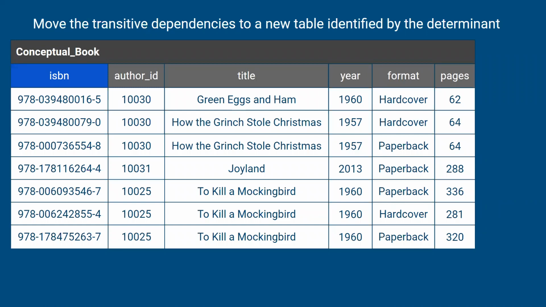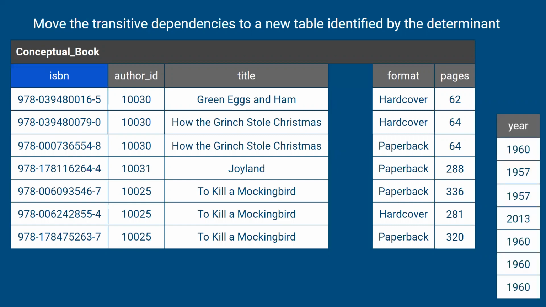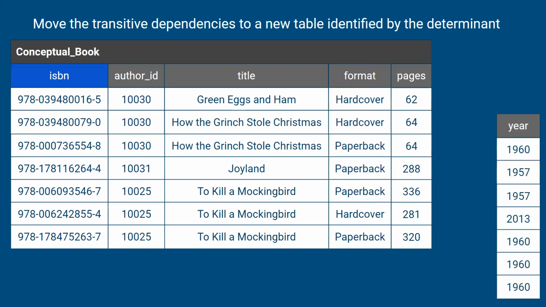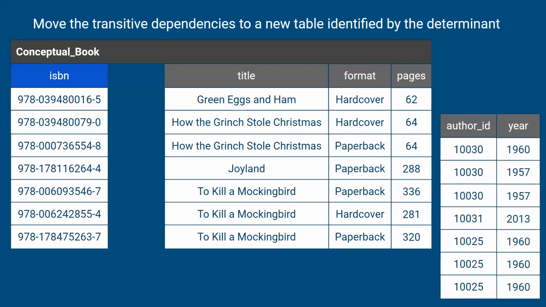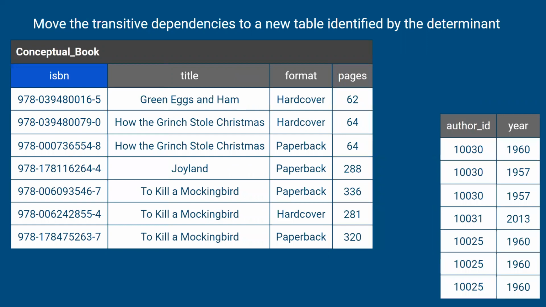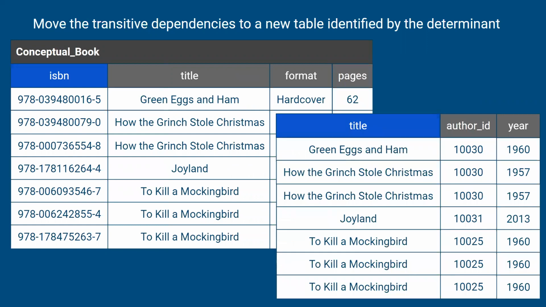So we're going to take our transitive dependents. We've got the year. We're going to move it to a new table. We've got the author ID. Move that to a new table. And then what's the determinant? Title is the determinant. It's going to stay in both because that's how we're going to make the link.